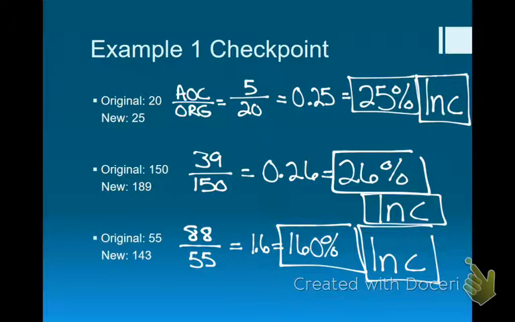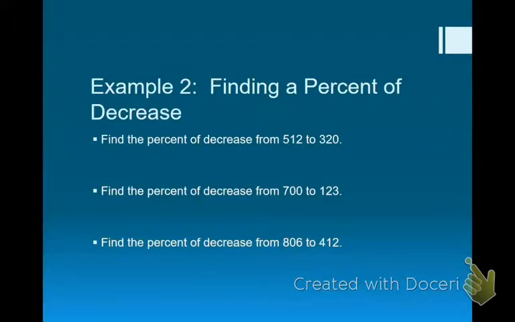Example 2 looks at it on the flip side, and it's just percent of decrease. Percent of decrease. All right, so again, we're still using our formula, AOC over ORG, the amount of change divided by the original amount. And in this format, when it says from a number to a number, from whatever that number is, that's my original. That's my starting point. And then I'm going to some other value, okay? So 512 is my original, and I'm going to 320. How do I find my AOC?